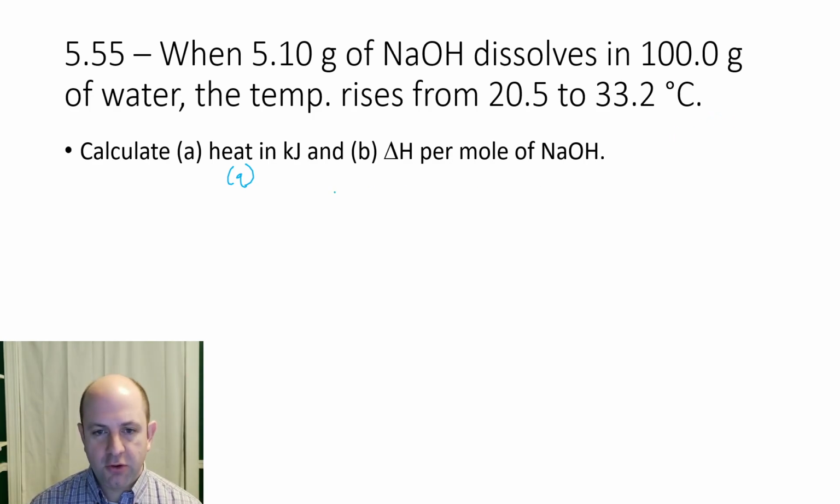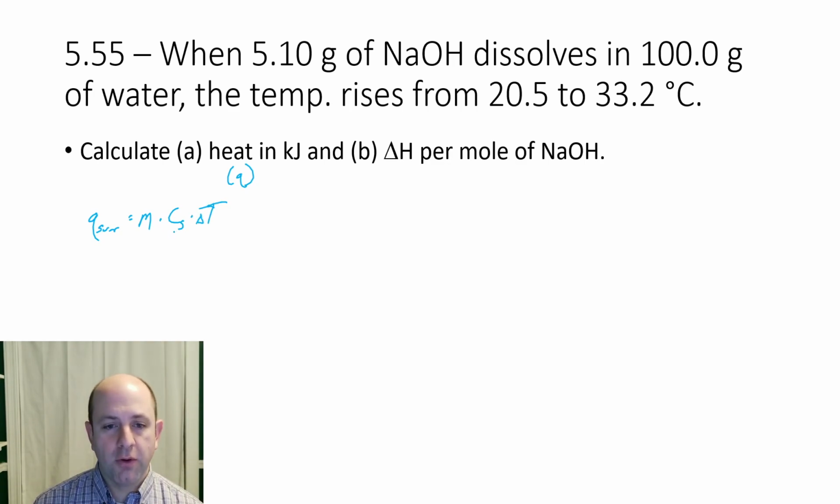which means when we do our equation, that Q of our surroundings will equal the mass of the solution times the specific heat times the delta T. This specific heat will be the 4.184 joules per gram degrees Celsius, that's the same as pure water. So let's go ahead and plug that in. Our mass is the total mass of the solution, so not just the 100 grams of water, but also the 5.10 grams of sodium hydroxide. So that'll be 105.1 grams.